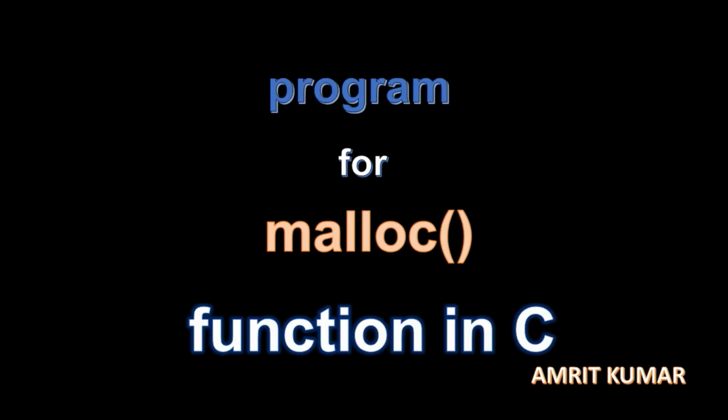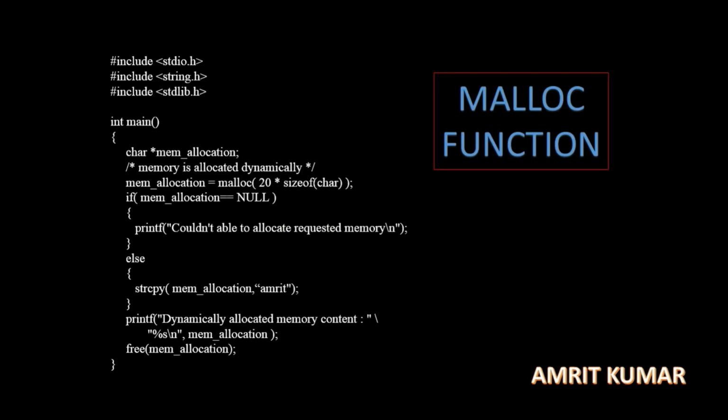Here is the program for the Malloc function in C language. First of all, this program is going to deal with the Malloc function. We need to specify the header files, that is #include stdio.h, #include string.h and #include stdlib.h. We include string.h because it helps us with string manipulation, stdlib.h is for the library functions that are going to be used, and stdio.h is for standard input output.